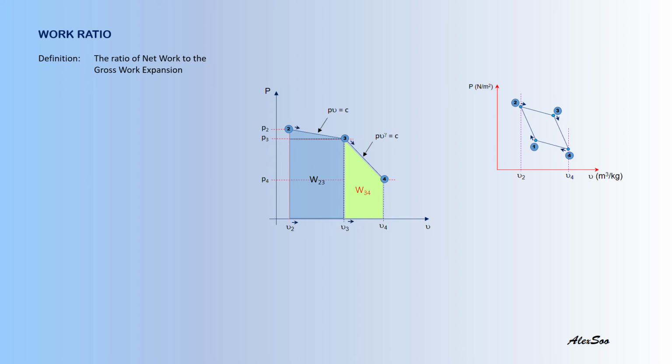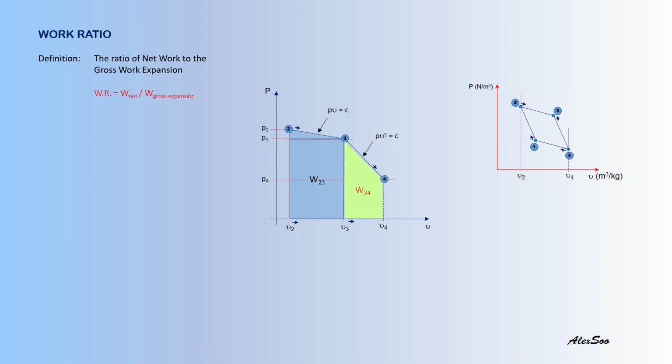So work ratio is defined as the ratio of net work to the gross work expansion. Whenever we refer to work, definitely we will be referring to the PV diagram. Since they say gross work expansion, that means we have to refer to all the expansion processes in the PV diagram. Here it is shown that the expansion process is from state point 2 to 3 and from state point 3 to 4. Both of these actually refer to a curve, not a linear line. That is for the convenience of my work, so it is a straight line.